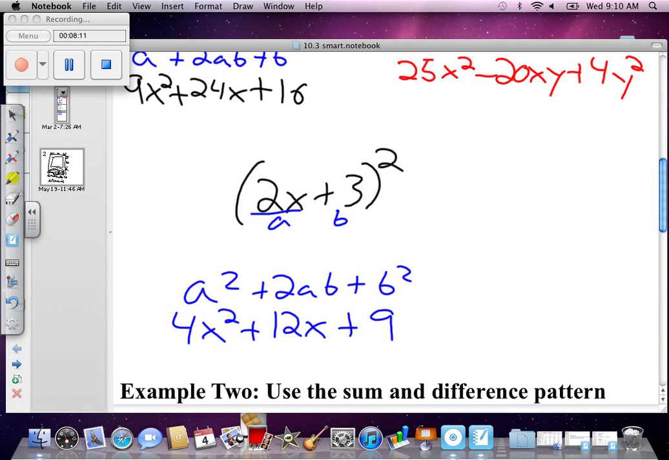Okay, see how it's just a pattern? Let me be clear that if you go 2x plus 3 times 2x plus 3 and either FOIL or make a table, you get the same answer. This is just a quick way to do it. When we do factoring, you'll need to know this stuff. All right, let's do example 2.